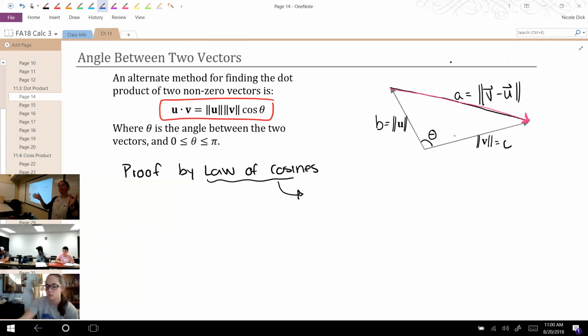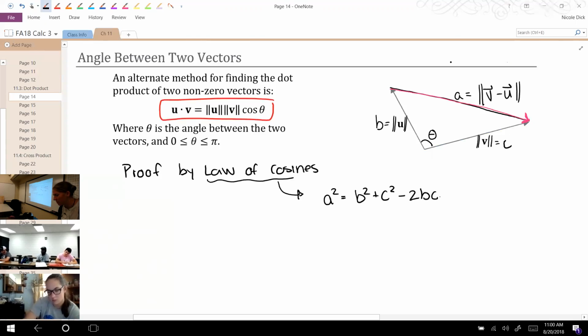Okay, so anyway, we've got this triangle. We've got A, B, and C. What the law of cosines says, for any triangle with sides A, B, and C, is that A squared is going to equal B squared plus C squared, which looks really similar to the Pythagorean theorem, minus 2 times BC times the cosine of angle A. I should have written that in here too. Angle A is going to be our angle theta.